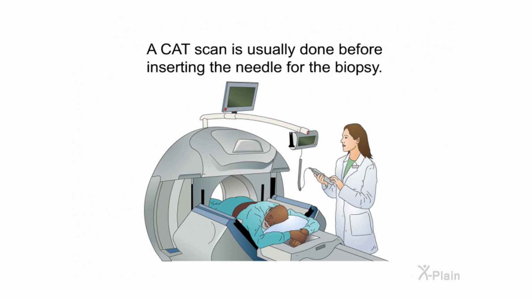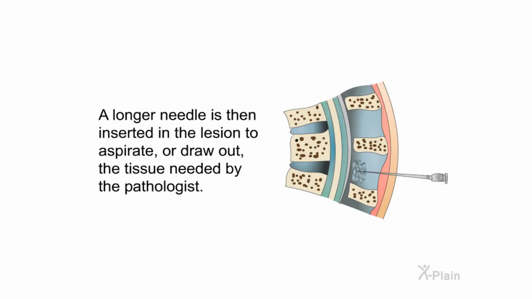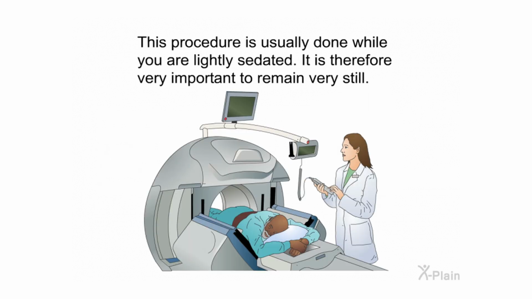A CAT scan is usually done before inserting the needle for the biopsy. The skin on top of the lesion is disinfected and numbed with numbing medicine using a needle. A longer needle is then inserted in the lesion to aspirate or draw out the tissue needed by the pathologist. This procedure is usually done while you are lightly sedated. It is therefore very important to remain very still.